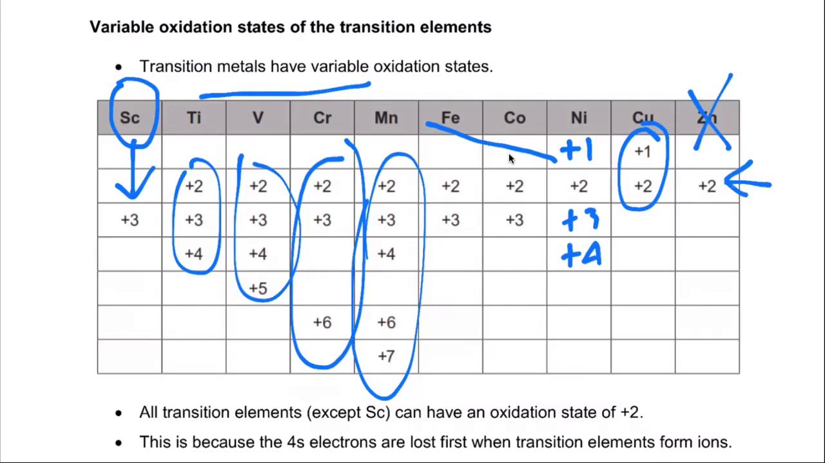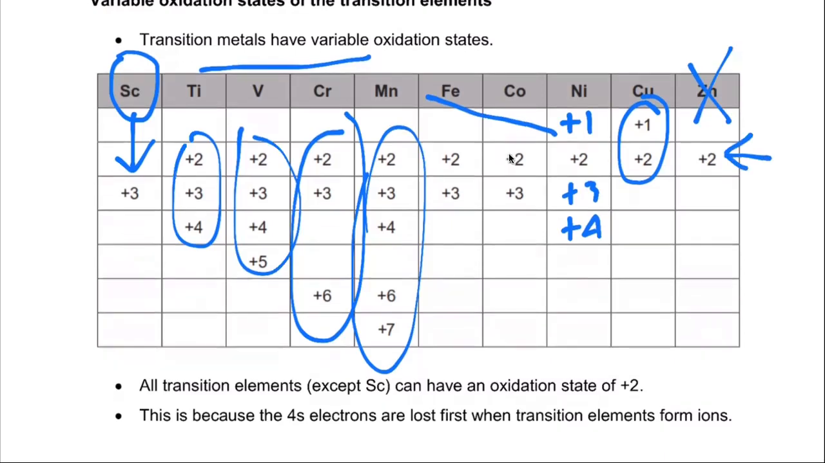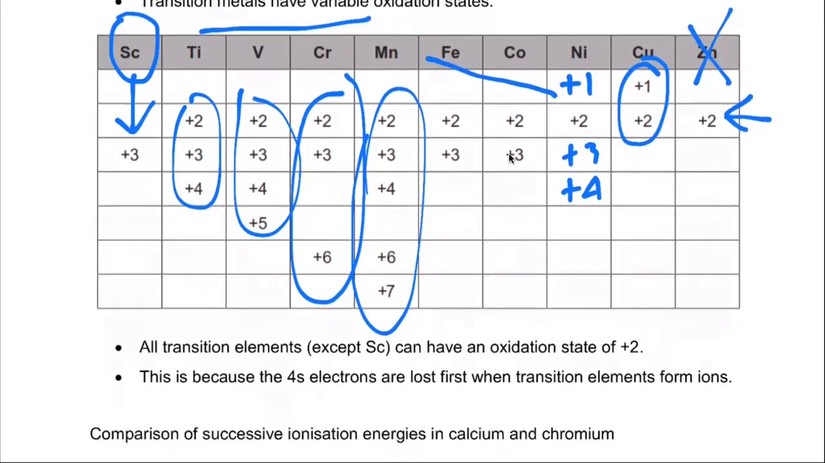But all of these other transition elements that fit that definition of having an unfilled d energy level, or a d sublevel, excuse me, the reason that they can have all of those multiple ones is because they can lose different amounts of electrons. So all of the transition elements, okay, it says right here, except scandium, all the transition elements can have an oxidation state of +2. That's because they lose the 4s electrons first, and 4s can hold 2. So they can all have a 2+.